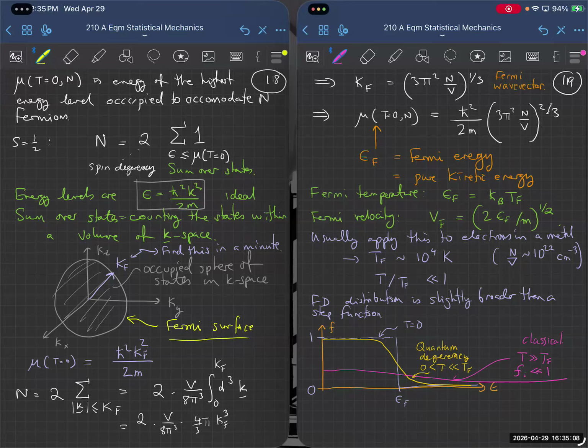In the case of T equal to 0, the Fermi energy and chemical potential are the same, but at higher temperatures, does the chemical potential shift? At higher temperatures, the chemical potential shifts, and we're going to talk about that. But the Fermi energy is defined as the chemical potential at 0 temperature. Okay, Chia, you had a question?